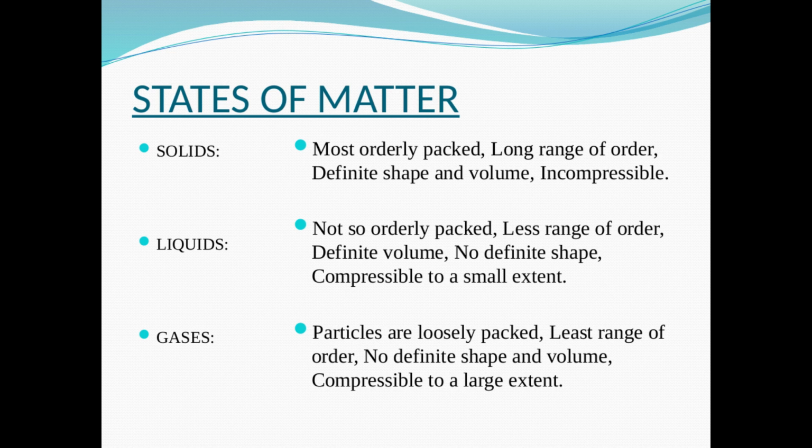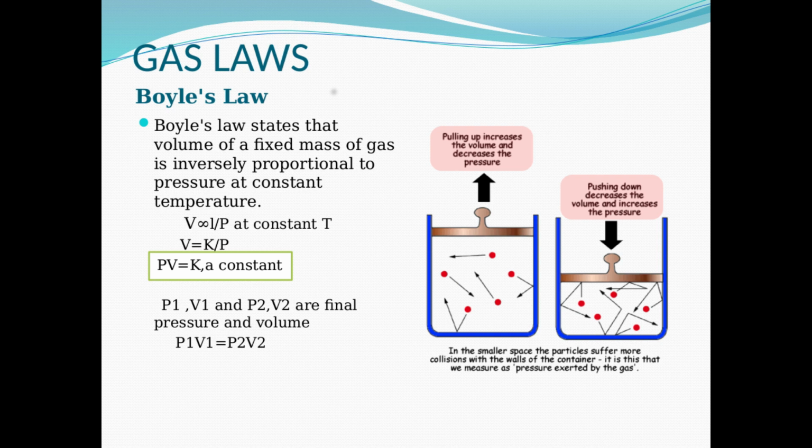In gases, the particles are loosely packed. There is least range of order. They do not have definite shape and definite volume. They assume the shape and volume of the containing vessel. They are compressible to a large extent. The measurable properties of gases are volume V, pressure P, number of moles n, and the absolute scale of temperature T. Then let us study the gas laws.